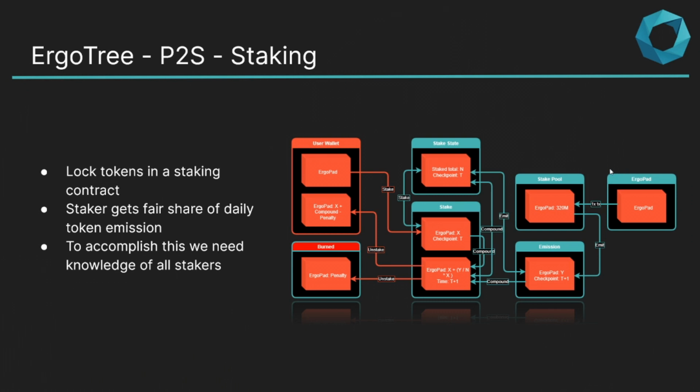In the beginning, we also have a single transaction that initiates the stake state, the stake pool, which holds all the tokens that are to be distributed over the whole staking period, and the emission box, which will hold the tokens that need to be distributed during the day.